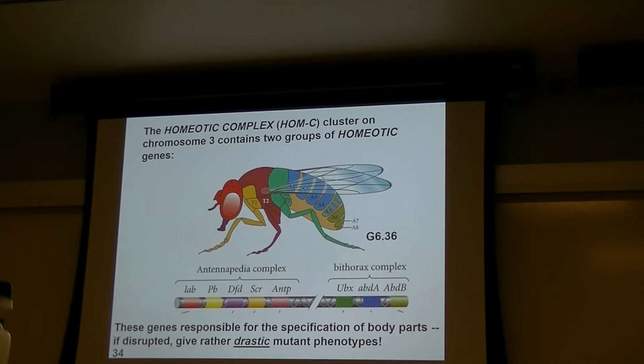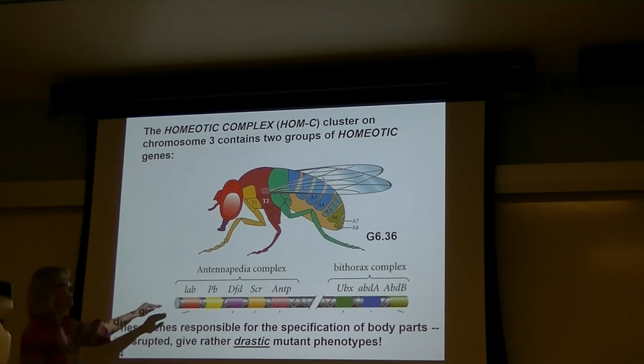So cells in there will know, should we become thorax that has wings and legs? Should we become abdomen that has bristles of a certain type? What should we do? And if you mutate any of these genes, you end up getting a fairly drastic phenotype because the identity of those cell types has been either altered or wiped out.